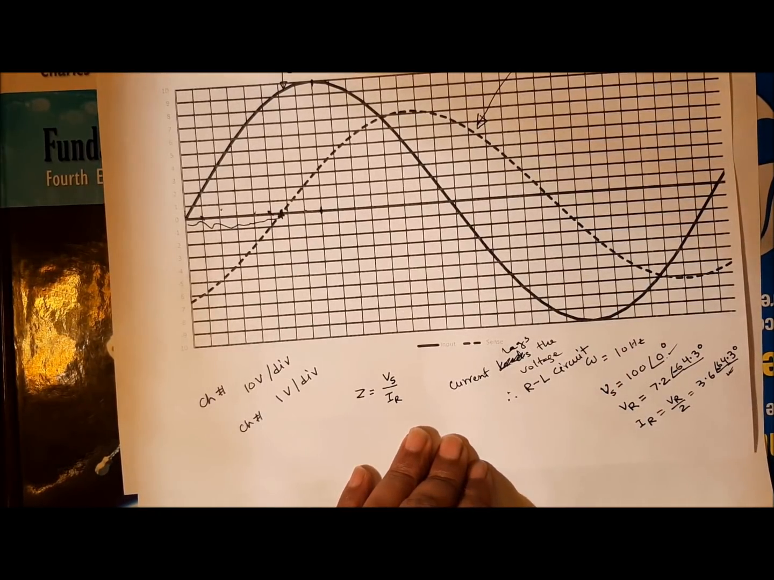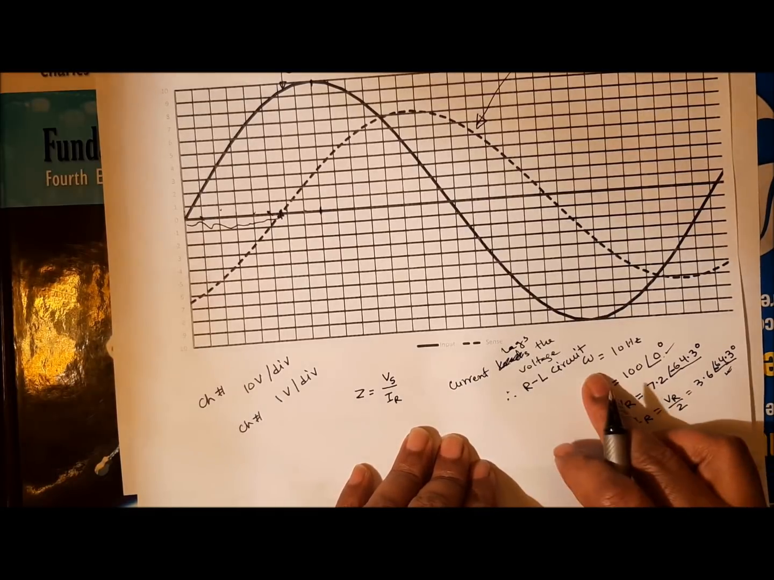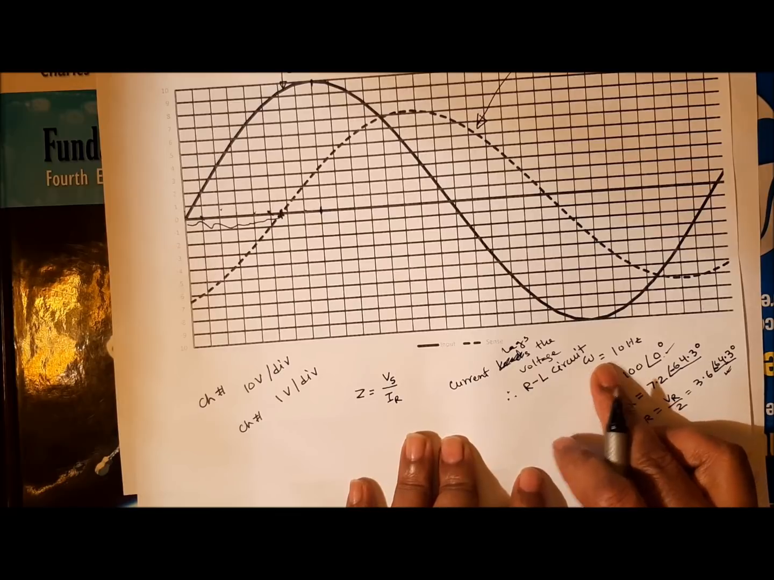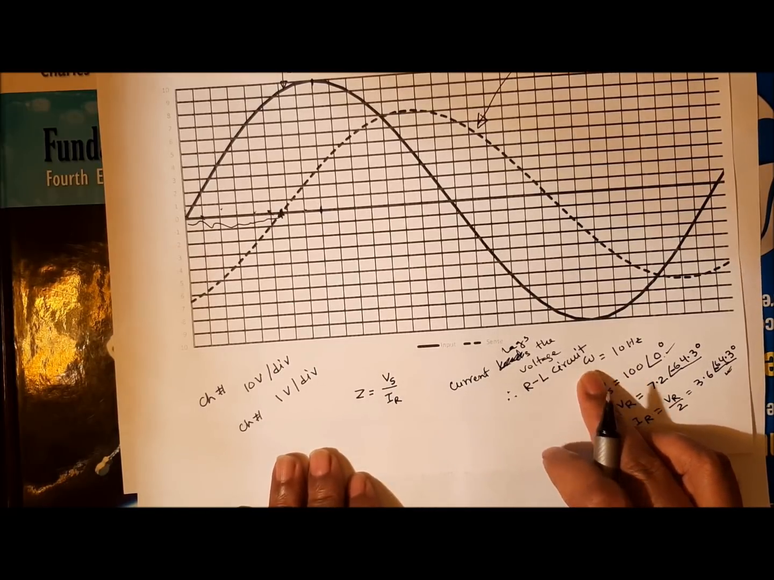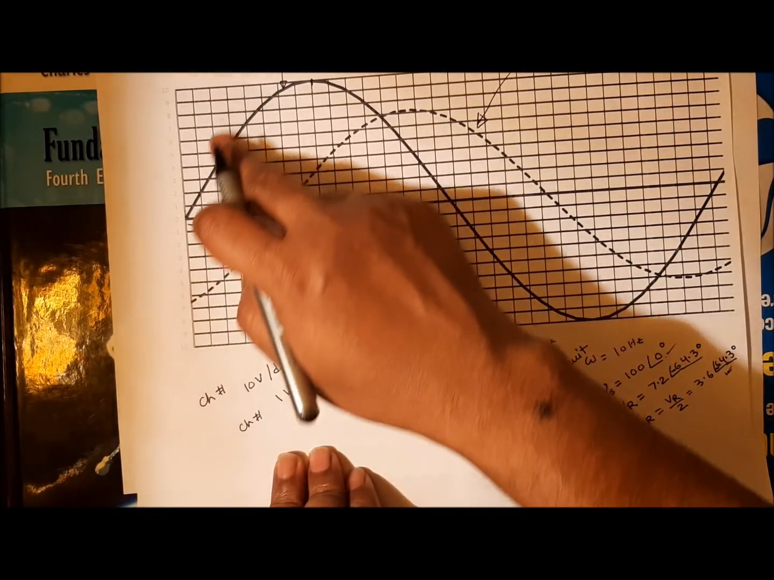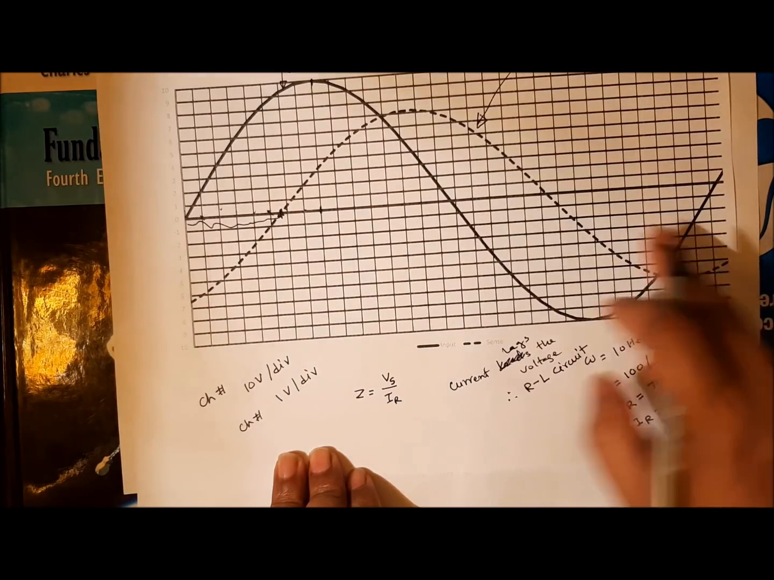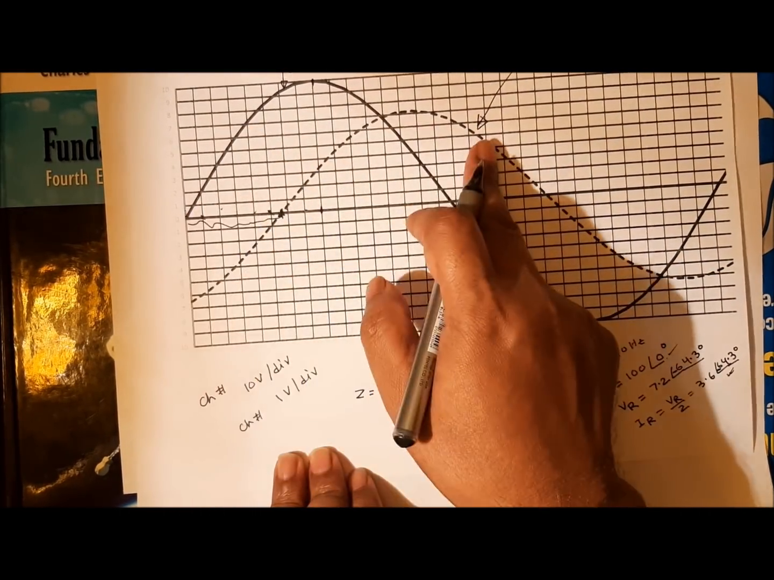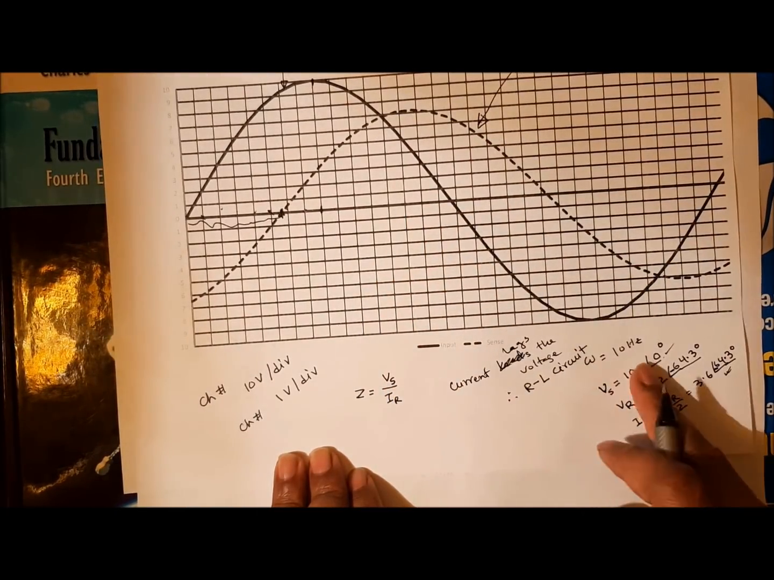So now I have the circuit, an RL circuit, resistance and inductance. You can find the RL circuit from this configuration. As you see, this is the voltage graph and this is the current graph. The voltage graph is leading the current graph, so it is an RL circuit.